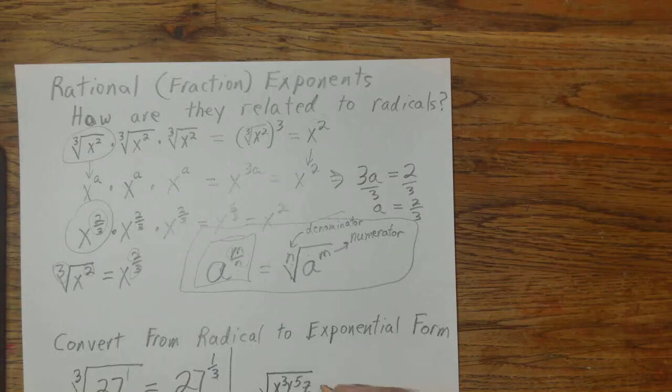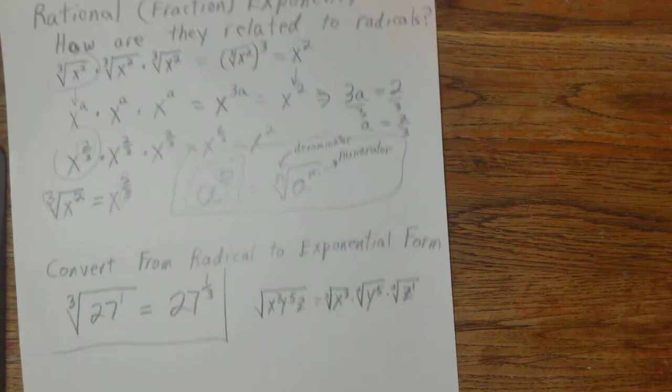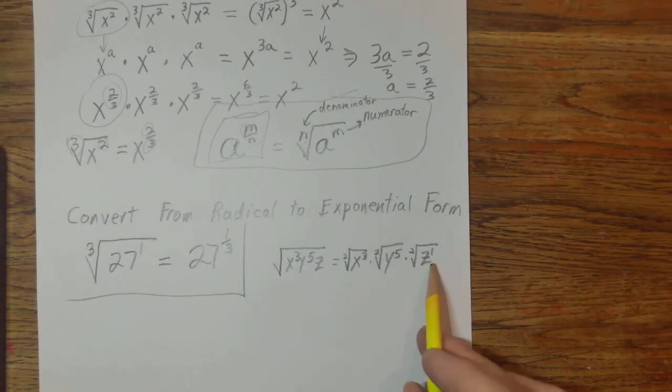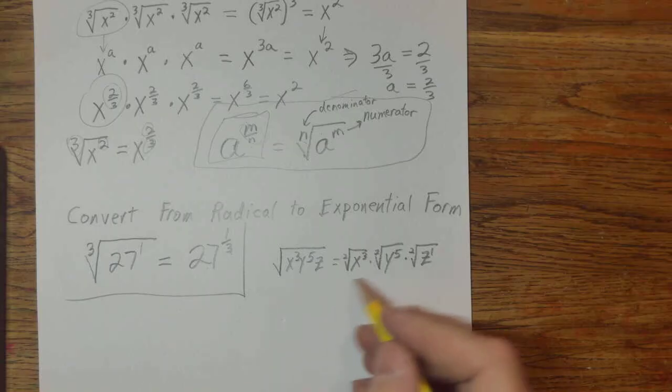I'm going to split it into three parts. Square root of x cubed times the square root of y to the fifth times the square root of z, which is z to the first. And notice, remember with square roots, you have a little 2 in your index on all those. I hope that was in the shot. Here's what I did. That's what I was talking about.